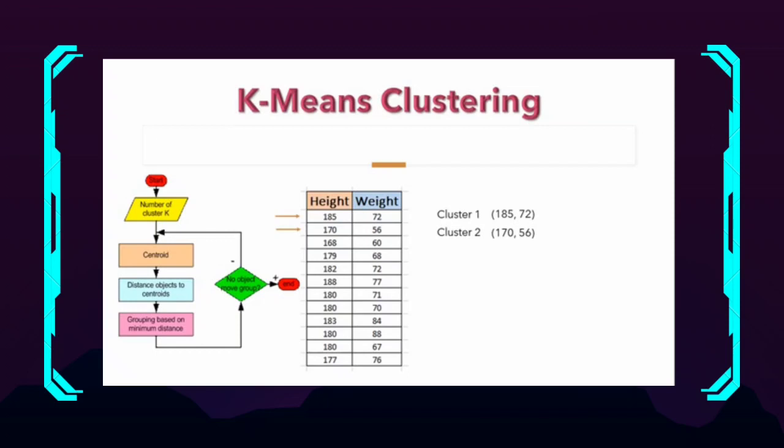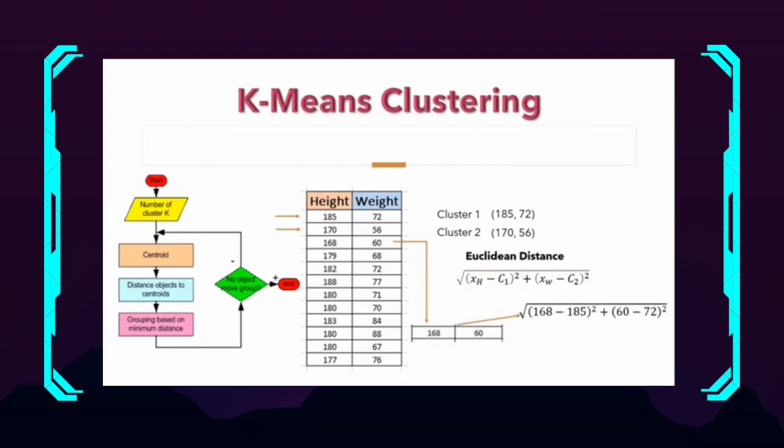So we will find the Euclidean distance for row 3 with cluster 1 and cluster 2. And we already know the formula for finding the Euclidean distance, that is the square root of (x of h minus centroid 1) squared plus (x of w minus centroid 2) squared. Now we will calculate the Euclidean distance for row 3 with both cluster 1 and cluster 2. So the Euclidean distance for row 3 with cluster 1 will be the square root of (168 minus 185) whole square plus (60 minus 72) whole square, and it is calculated as 20.80.